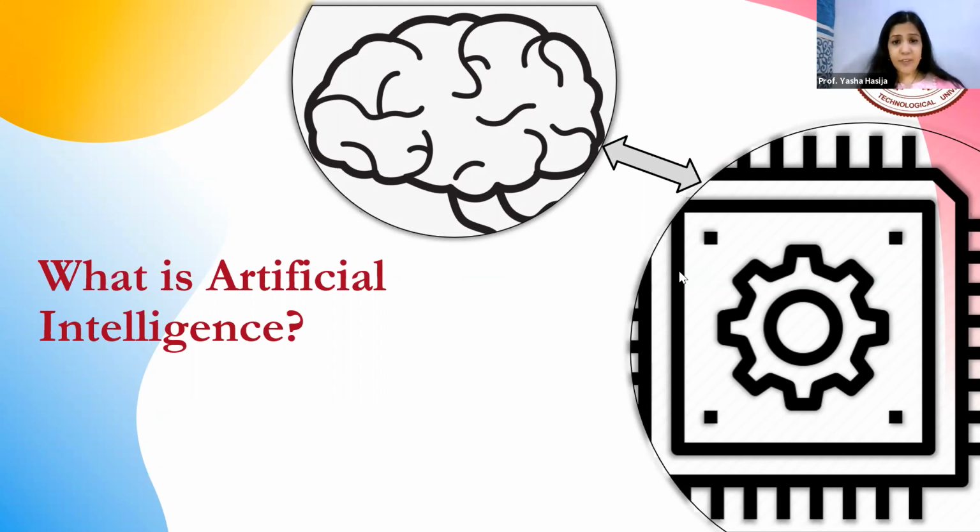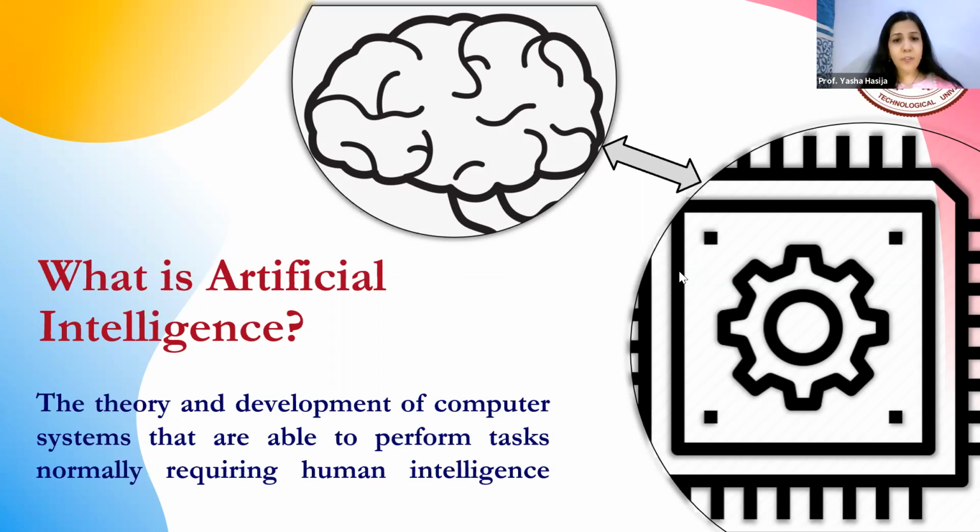The simple definition of AI is this. It is the development of computer systems that are capable of performing tasks that normally require human intelligence. It would involve tasks such as decision making, solving complex problems, and many others.